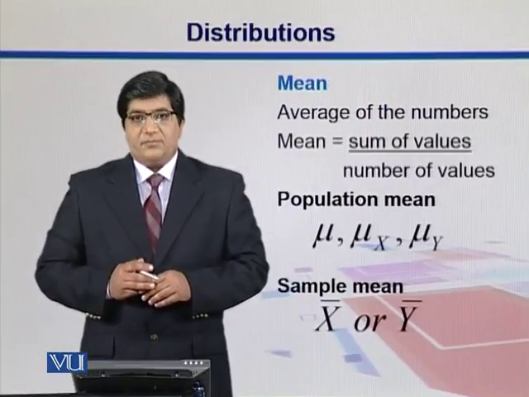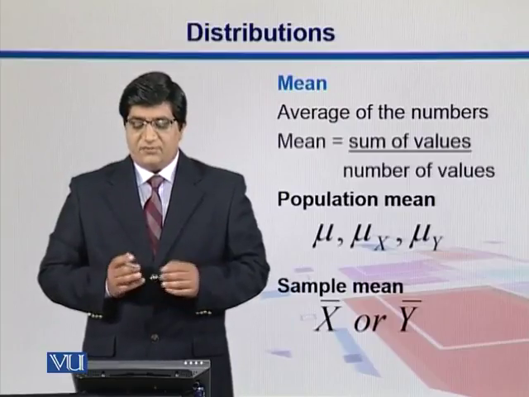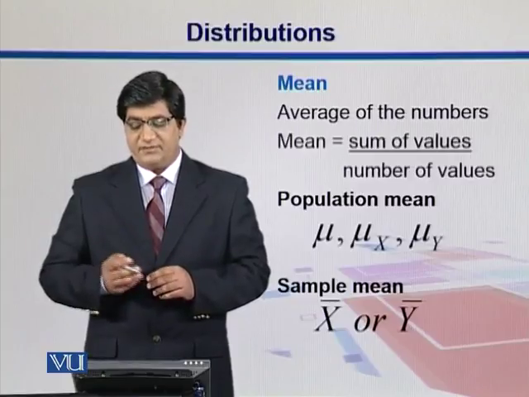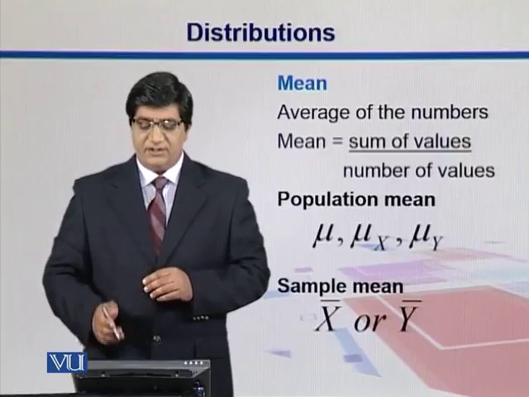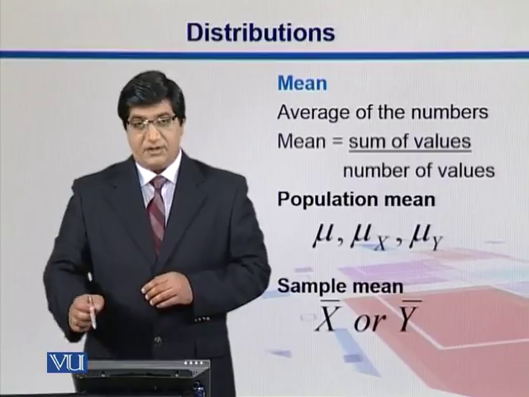Okay, so let's talk about the mean. Let's see what the mean is. The mean is the average of the numbers. You might know of it. As you know, you take all values, get their sum, and divide it by the total number of values. We denote the population mean with a Greek letter and the sample mean with an English letter with a bar on it.